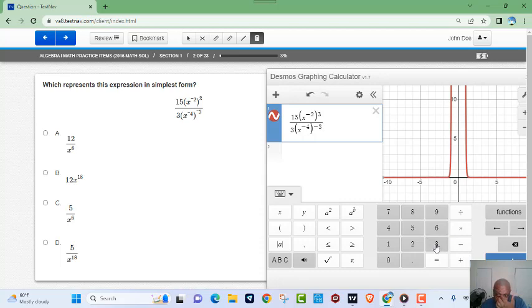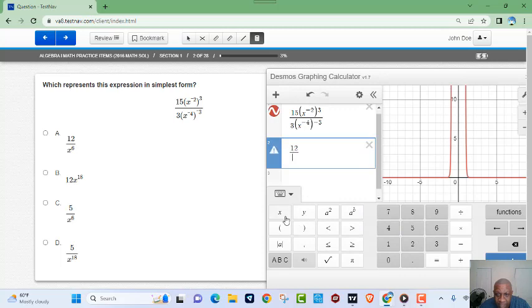Okay, if you look to the right here, you see DESMOS gave us a graph of what this expression is. So if we want to find which one of these matches it, all we have to do is just punch in the one that overlaps this graph. So let's try the first answer, 12 divided by x6. 12 divided by x to the 6th power. Well, that one isn't it, because you see it doesn't totally overlap it.